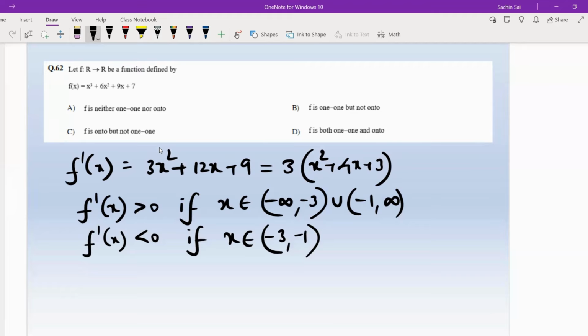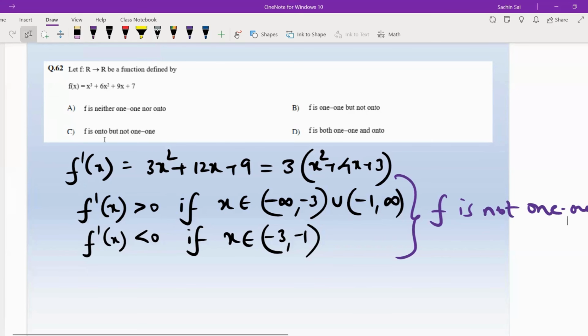So what do you observe here? What you observe is the derivative changes its sign. It is positive for some values of x and negative for some values of x. So from here you can conclude that f is not 1-1. Now let us look at whether f is onto or not.